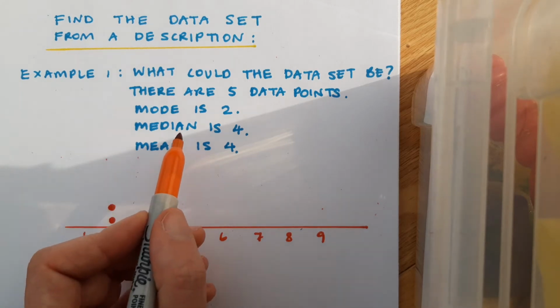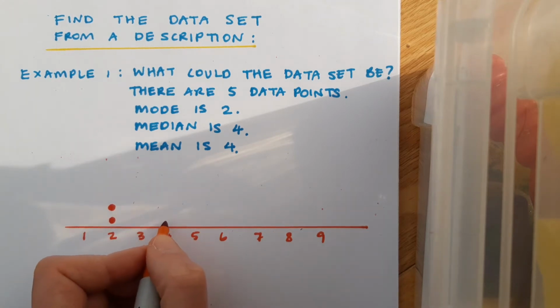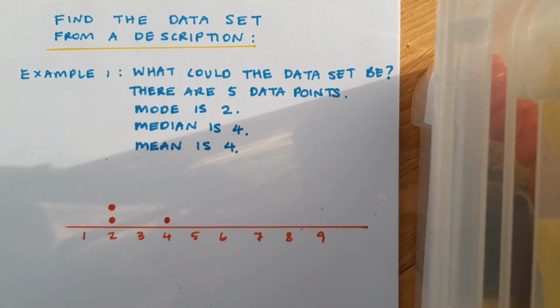I'm told the median is 4. Now, if there are 5 data points, an odd number of data points, then there is an exact middle value. So I can put a dot confidently on 4. And my mean is 4. Now, the mean being 4 doesn't necessarily mean that I need extra 4s. What it means is that my calculation of mean is 4.